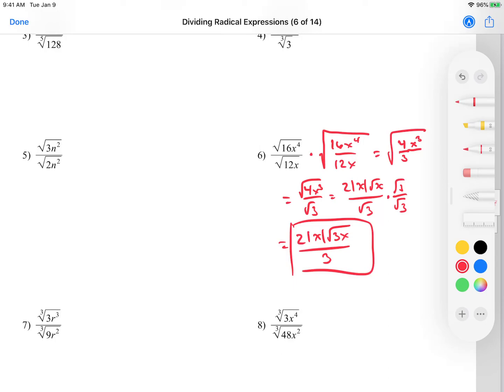So whichever way feels comfortable for you, whichever way makes more sense to you, do it that way. As long as you apply your rules properly, it's not going to matter. Okay? You're going to arrive at the same conclusion no matter what.